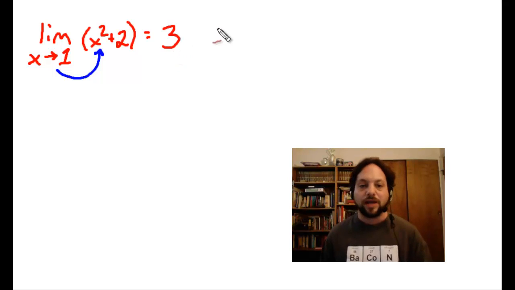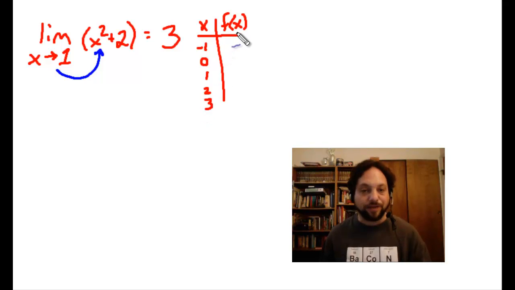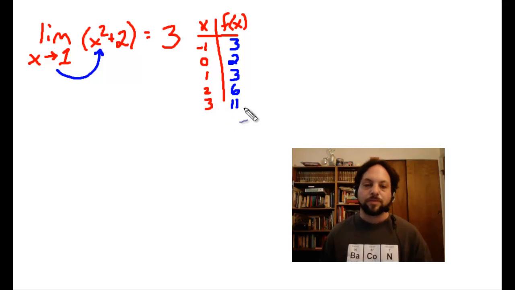That's the y value. If I wanted to, I could make a chart of values, or a t-table, or however you want to call it, of x and f of x. And let me just start at -1 and move up from there. And if I do that, what am I going to get for f of x? Well, when x is -1, I'll get 3. When x is 0, I'll get 2. When x is 1, I'm back to 3, and so on and so on. This would be 6, and then of course when x is 3, I would get 11. So, simple enough. In a continuous function, all I need to do is really just direct substitute.